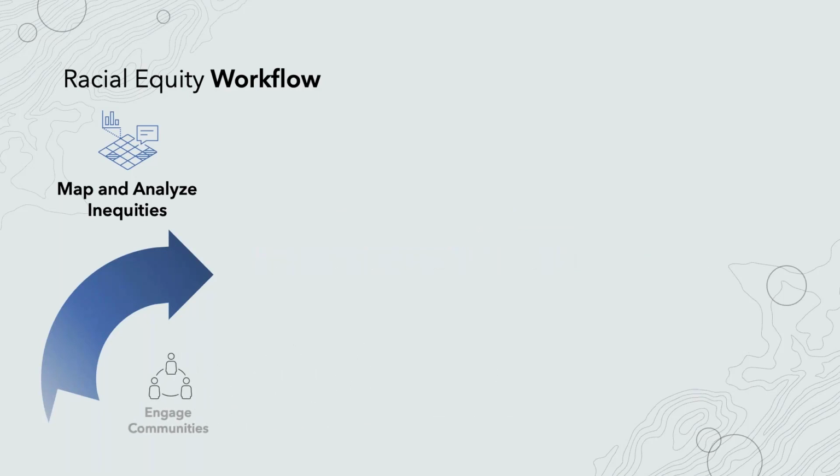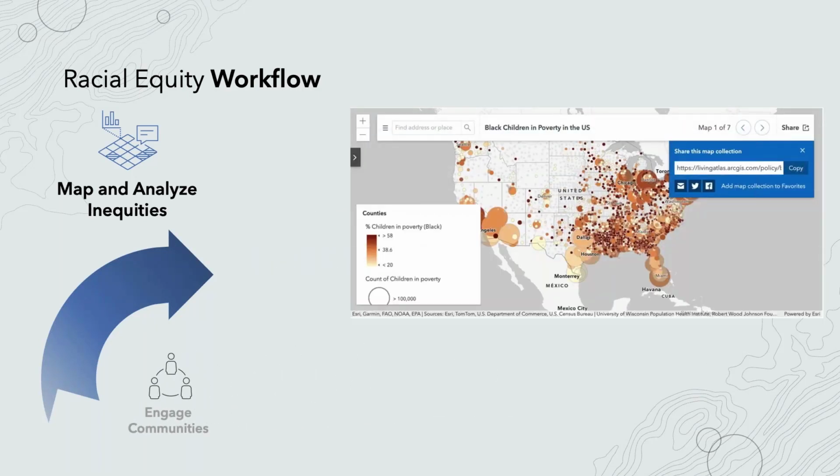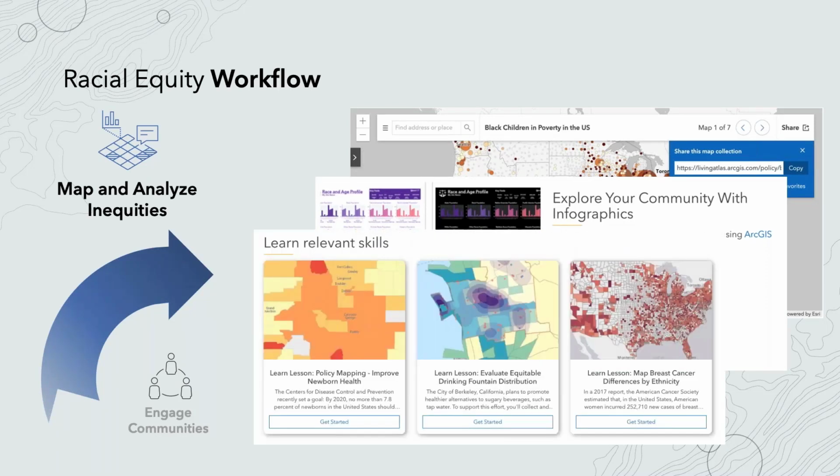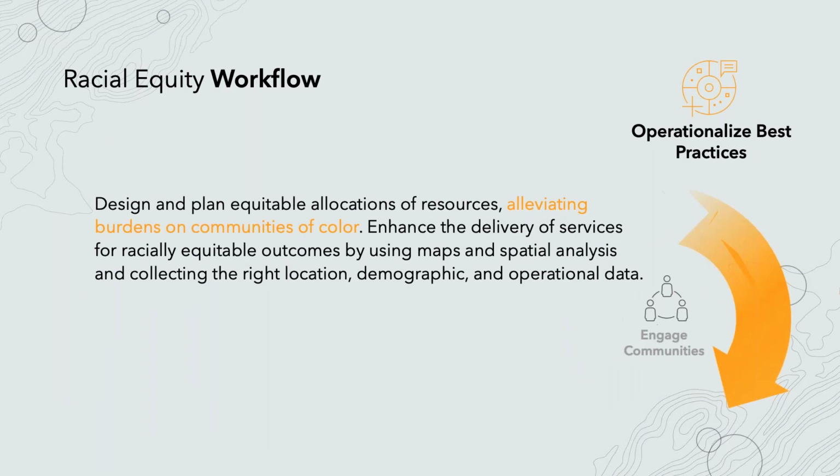So at this stage, you can use Esri's Living Atlas to find data resources to enrich your own. You can use community analysts to produce infographics that help you to explore your communities. And you can find training resources in the Racial Equity Hub to help you get started or to take on challenging scenarios.